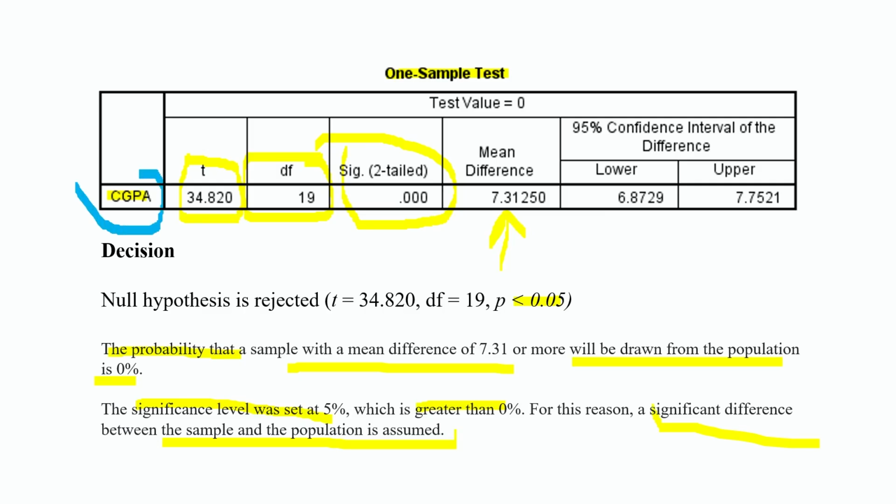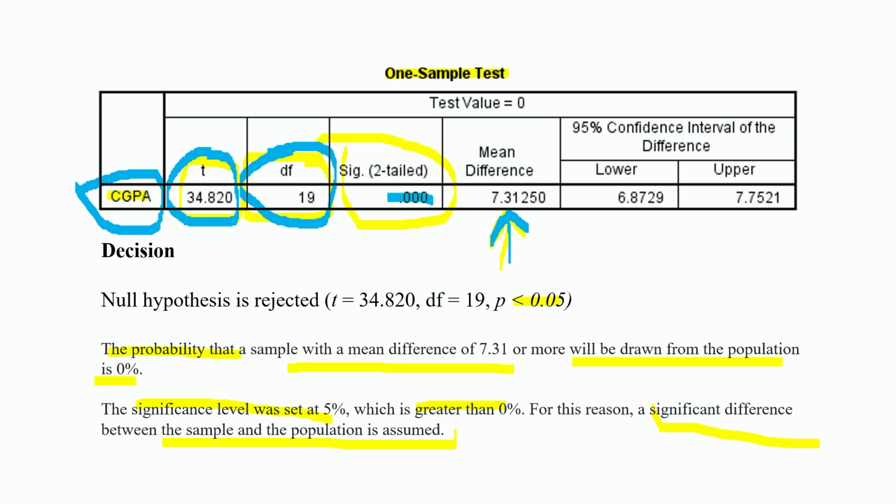You will find the first one, CGPA. Next you can see t value, then DF. T value is the calculated t value. DF means degree of freedom. In 19 cases, how this result is going to apply. Then the significance level. This is a two-tailed test that we used, and the result is 0.000. The mean difference: here the mean of the whole distribution, that means 20 students' score, is 7.31. So this is almost close.